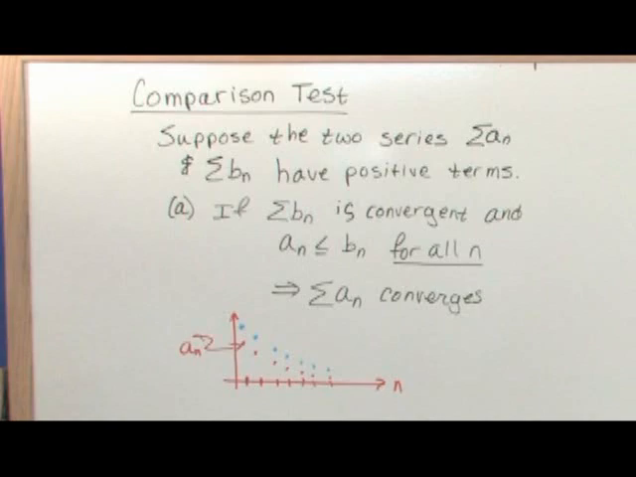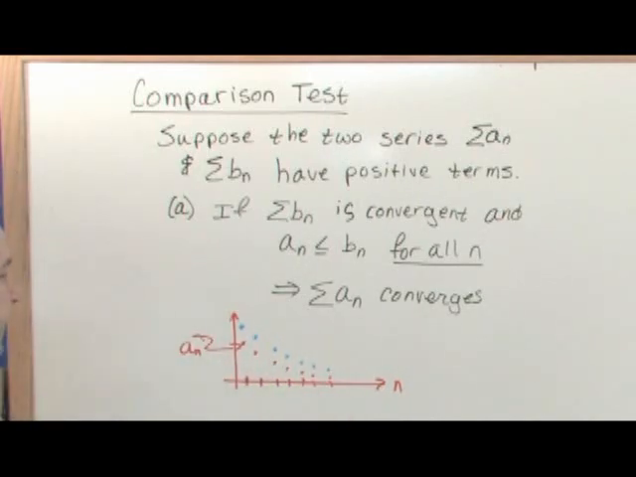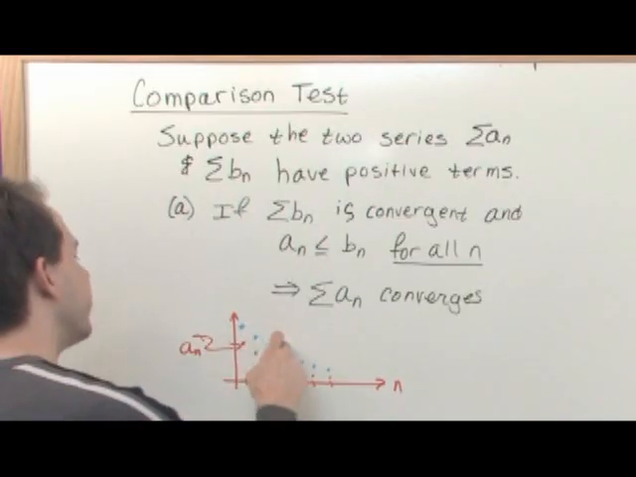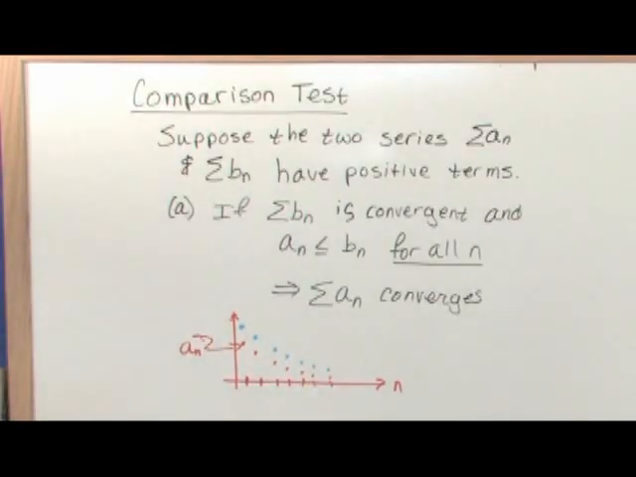Another way to look at it is, look, I've got two related series. The red series is the one that I care about. That's the one given to me on the test. The blue series, I have chosen it so that all of the terms are actually larger. Every term that you add together is a little bit bigger than the corresponding term in a sub n.